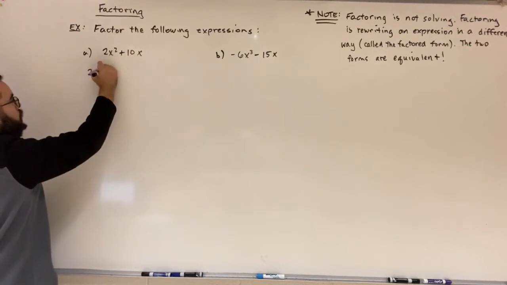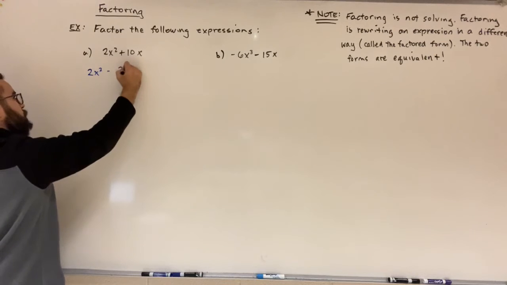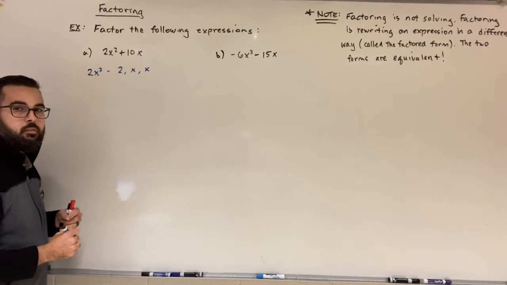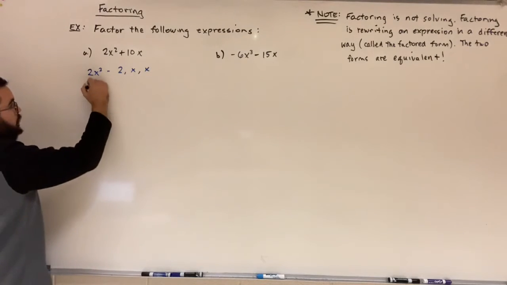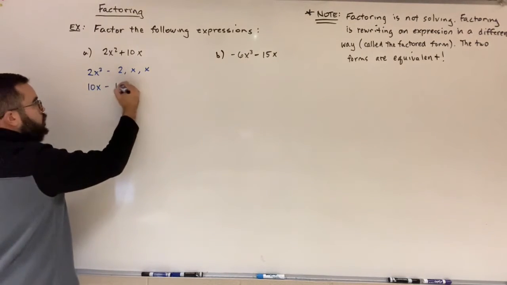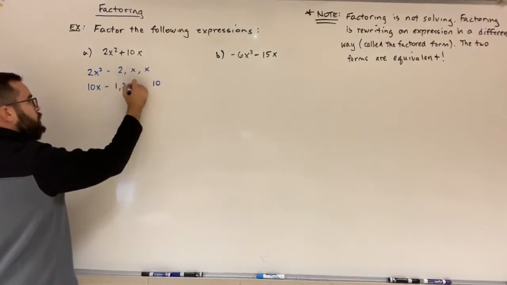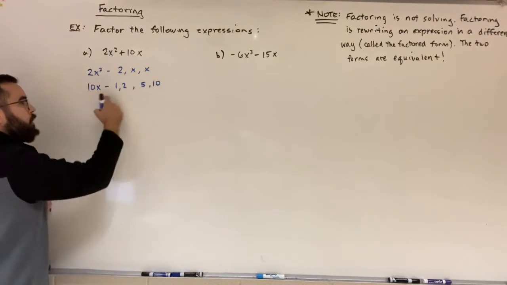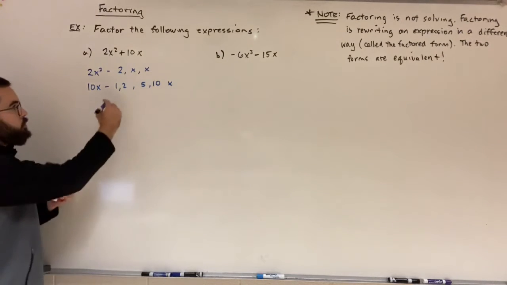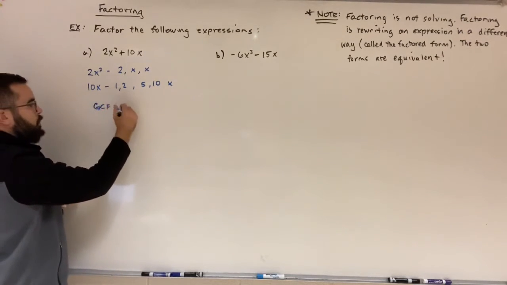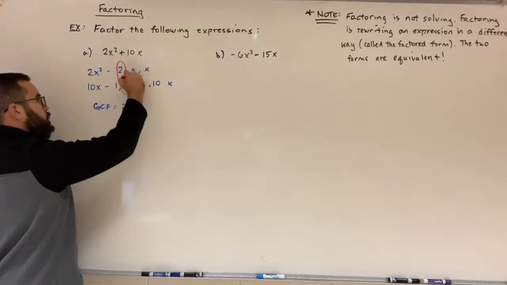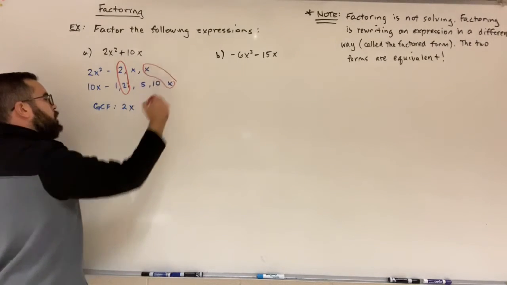So 2x squared, that factors to be 2, x, x. Okay, great. The factors of 10x, all right? So we have 1 and 10, 2 and 5, and then x. All right, so the GCF from this list, you can see, is going to be 2x. And in fact, I'm going to circle those two. All right?